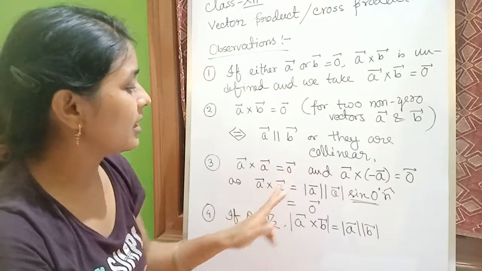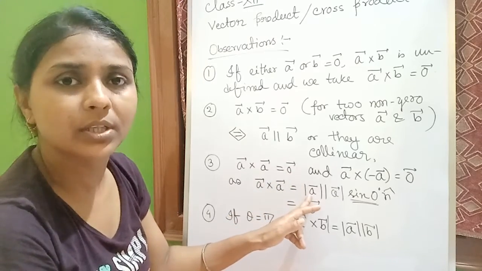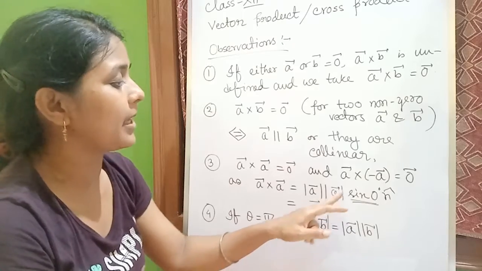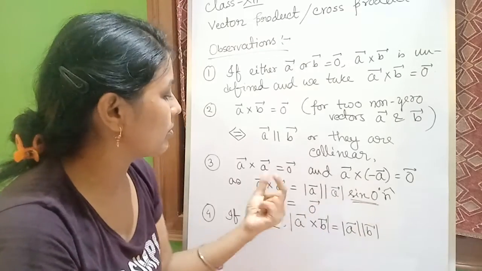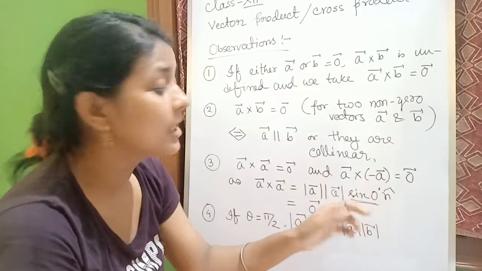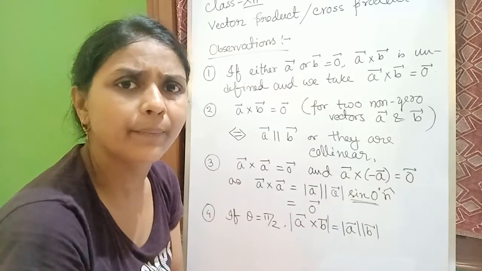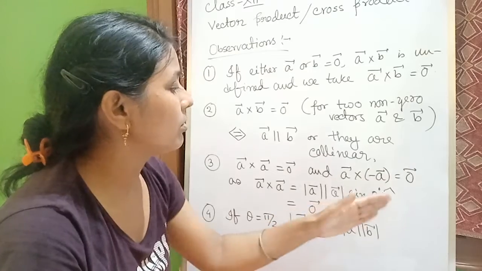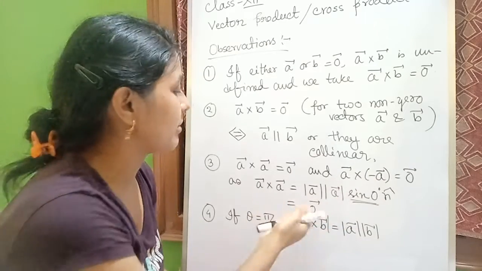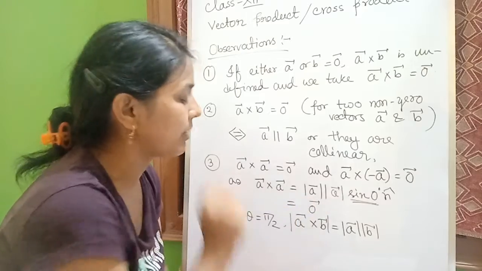Why 0 vector? Because for A vector cross A vector, from the definition we know it is modulus of A, modulus of A, sin theta, n cap. Now both the vectors are the same, that means theta will be 0 automatically. So sin 0 n cap. Now sin 0 degree is always 0, so ultimately 0 vector. That means A vector cross A vector equals 0 vector.